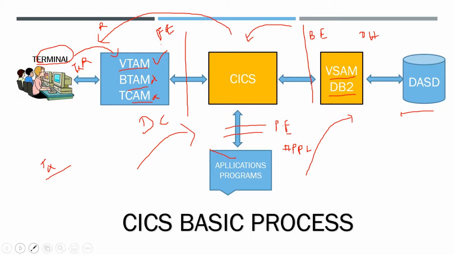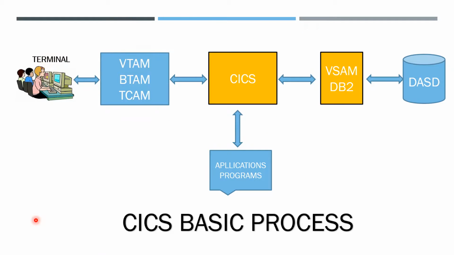From the terminal, the user makes a transaction; this front end is how the user is connected to CICS. The transaction is brought to CICS. If the user invokes an application to be run, then the application processes the transaction. To access the data, the application program accesses the database, DB2 or VSAM. From there, the data is accessed.